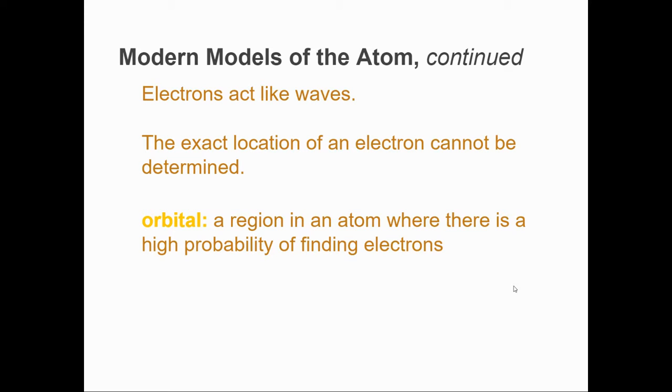So electrons act like waves. The exact location of an electron cannot be determined. And an orbital, vocab term, is a region in an atom where there is a high probability of finding electrons.